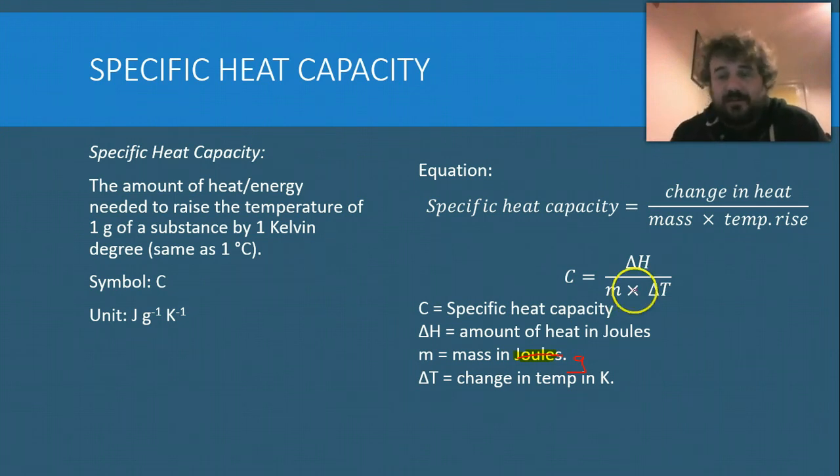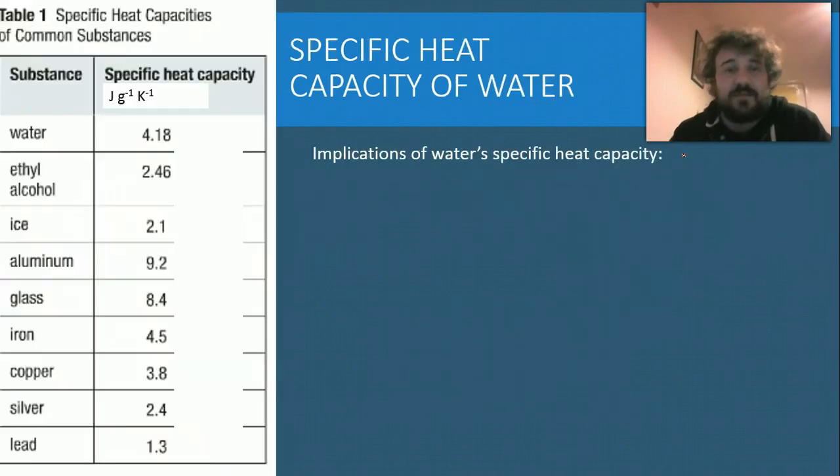So that's what this means, by the way. Delta here, this triangle, thicker on that side, means change. So change in heat divided by mass times the change in temperature. All right, so let's have a look at it.